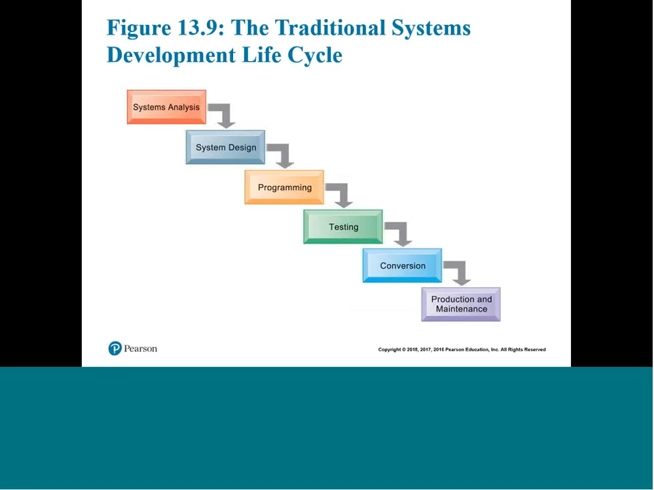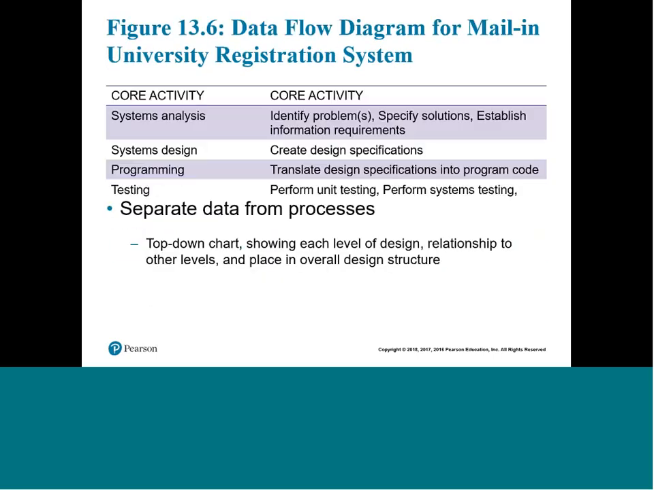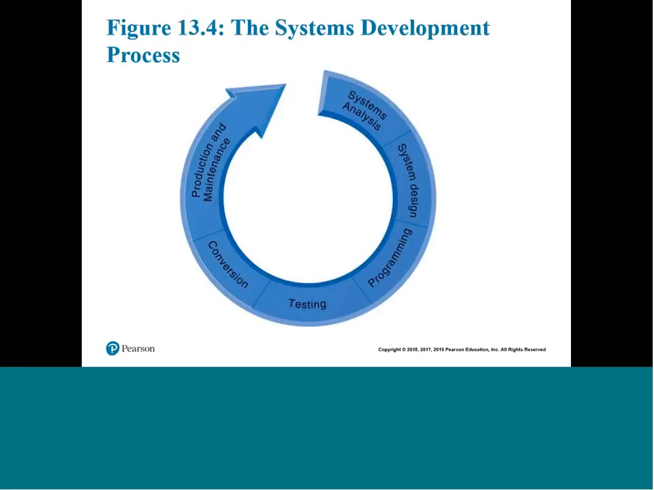We do analysis, then we do design, then we do programming, then we do testing, then we do conversion, then we do production. What's different from the cyclical approach to systems development, where today in 2018, all this kind of happens concurrently?